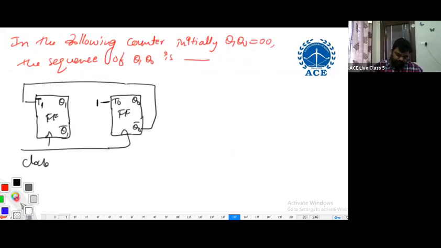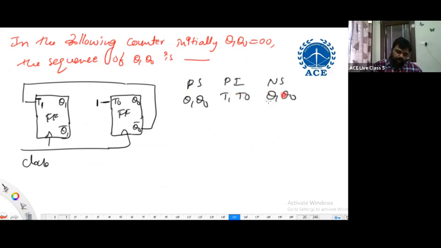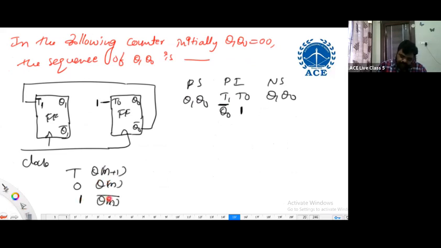Coming to this, present state Q1, Q0. Present inputs T1, T0. Next state Q1, Q0. Observe correctly. What is T1 connected to? Q0 bar. T0 is connected to 1. What is the characteristic of toggle flip-flops? I'm writing the characteristics also, if you don't have them. T equals 0 gives Q of n, T equals 1 gives Q of n bar. Right? So what is initially? 0, 0.